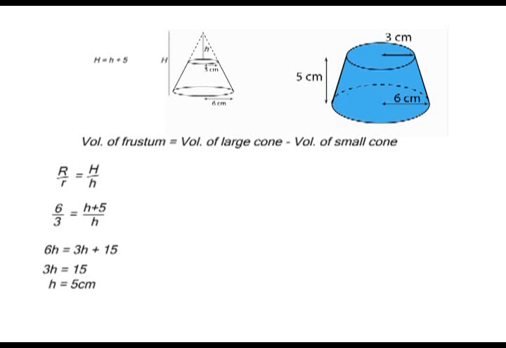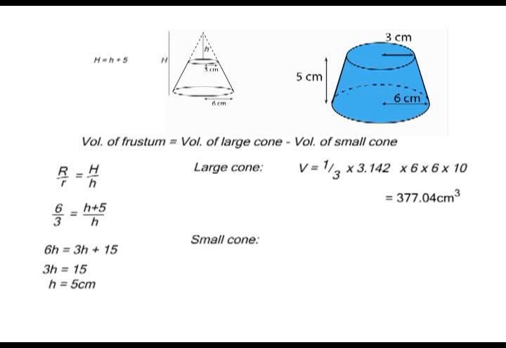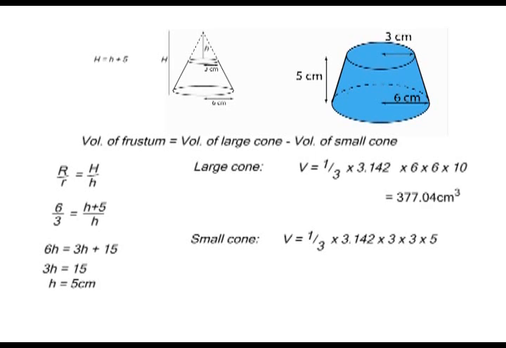Now we can calculate the volumes. We start with the large cone, and volume is equal to a third pi r squared times height, that is a third times 3.142 times 6 times 6 times 10, that gives us 377.04 cubic centimeters. Volume of the smaller cone, a third pi r squared times height, a third times 3.142 times 3 times 3 times 5 will give us 47.13 cubic centimeters.